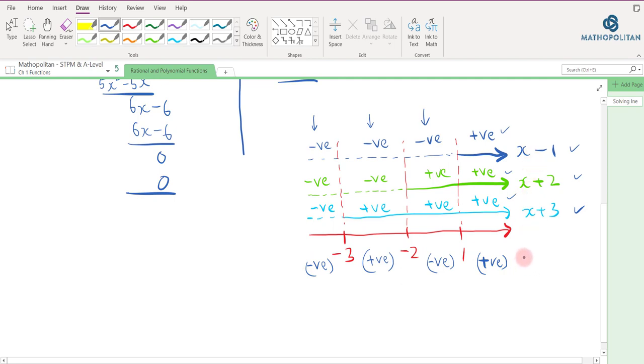So what you see in the final row here represents the result if you take x minus 1 times x plus 2 times x plus 3. That is the outcome.